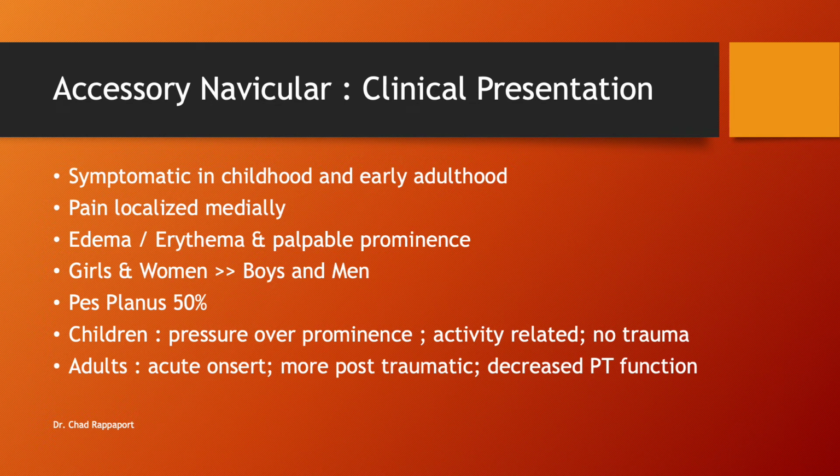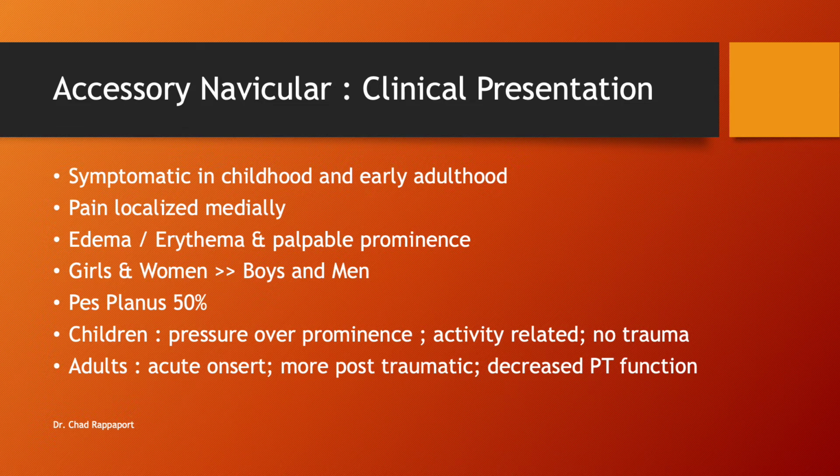With regards to the clinical presentation, an accessory navicular is typically symptomatic more often than not in childhood and early adulthood. The pain is localized immediately, where there is prototypically edema, erythema, and a symptomatic palpable prominence. Girls and women are much more commonly affected than boys and men, and in about 50% of the cases there's a concomitant pes planus deformity.